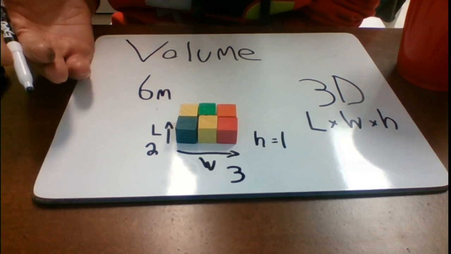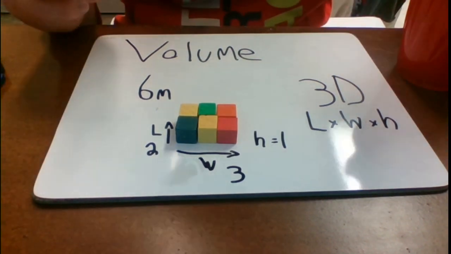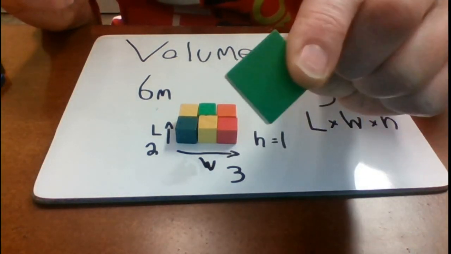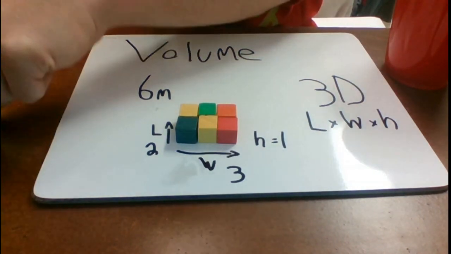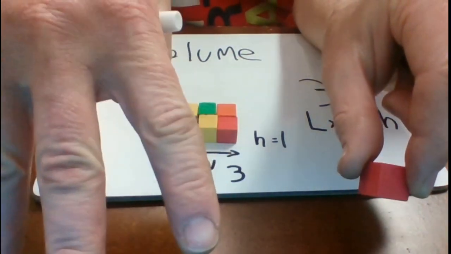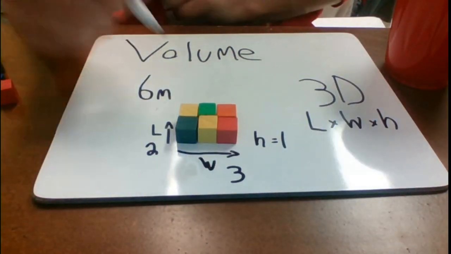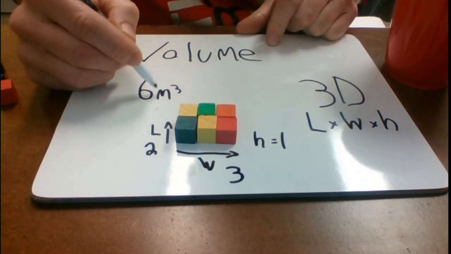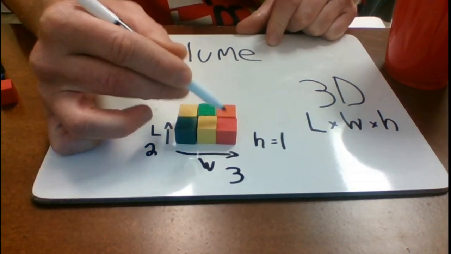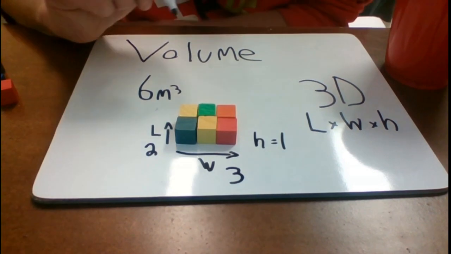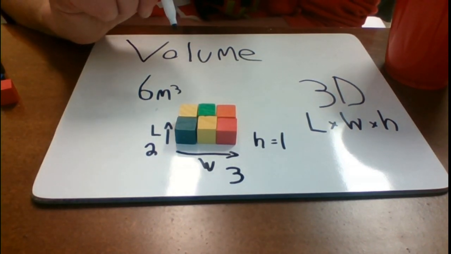Well, that's not fully true. When we talked about our tiles, we talked about squared, 2-dimensional. When we talk about our cubes, 3-dimensional. So we're going to call it cubed. 6 meters cubed. 3 sides that we're worried about, 3 dimensions.